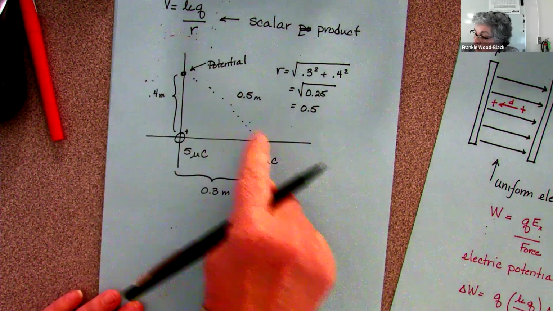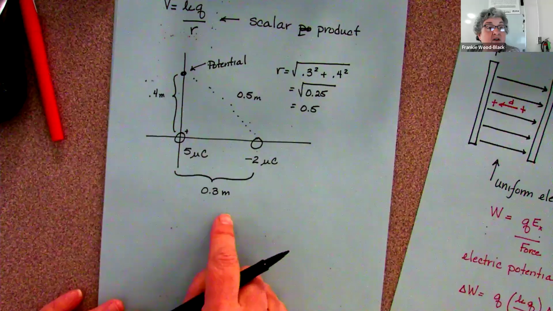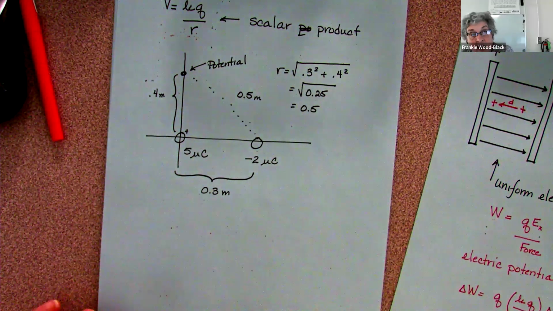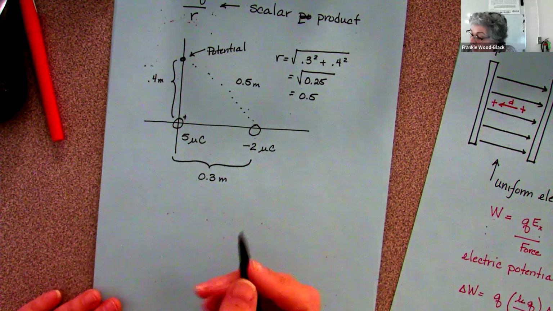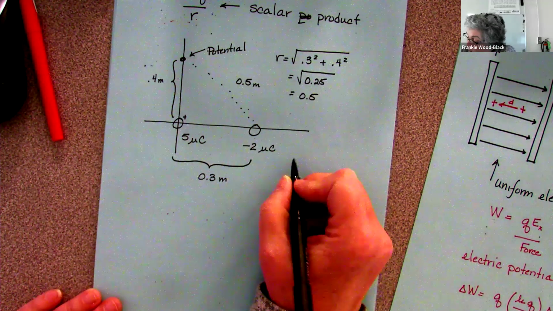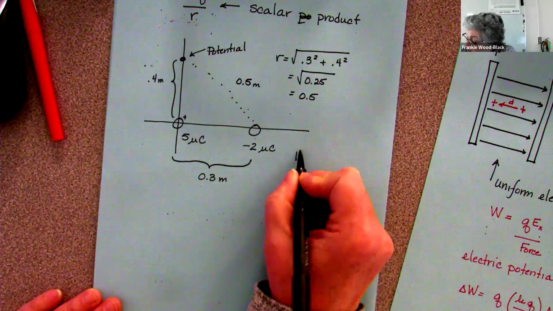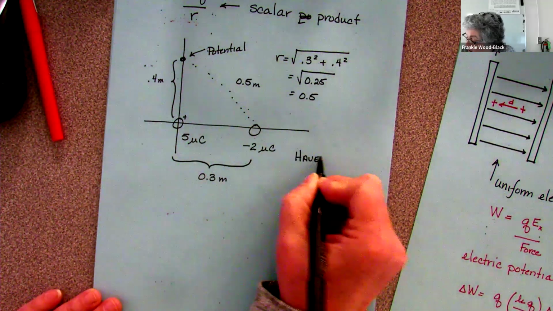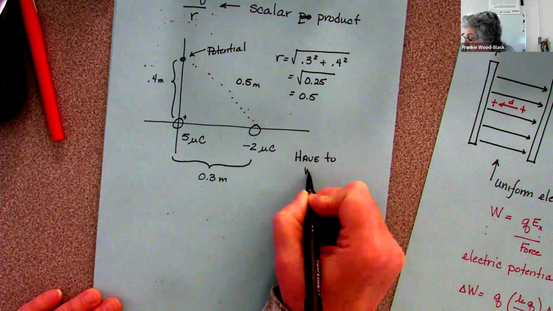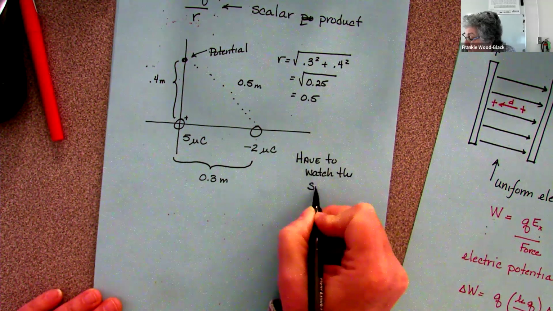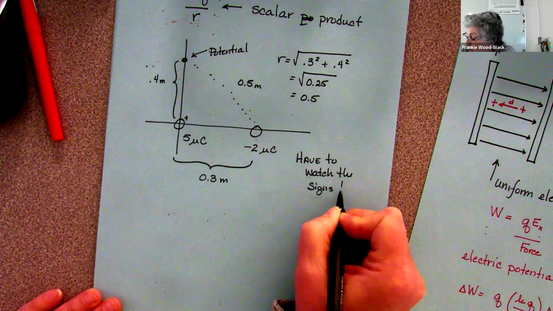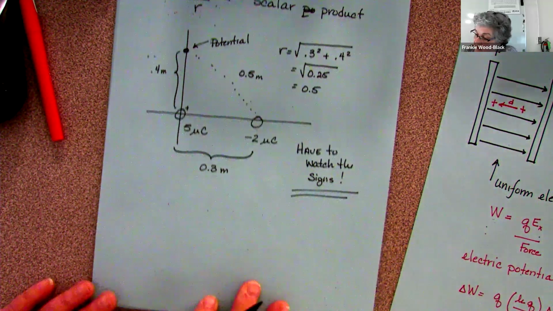So we can actually do that fairly quickly. But now to do this problem, which we had to sit there and deal with our vectors and keep track of our angles and all that lovely stuff, I can do this much simpler. But this time we have to watch the signs. You have to keep track of those.